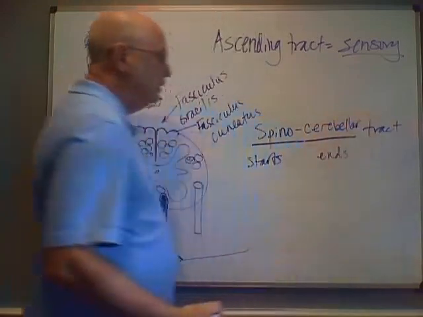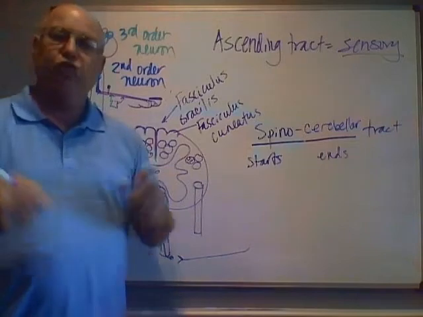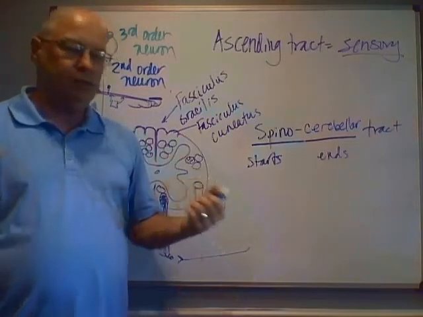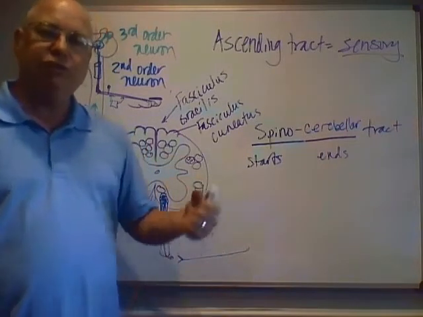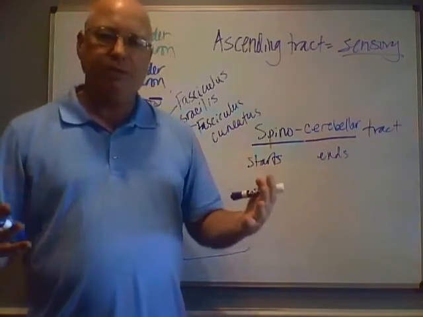Spinocerebellar. Starts in the spinal cord, ends in the cerebellum. So what does the cerebellum do? The cerebellum does motor coordination. So these are going to take proprioceptive information so that we can become coordinated.